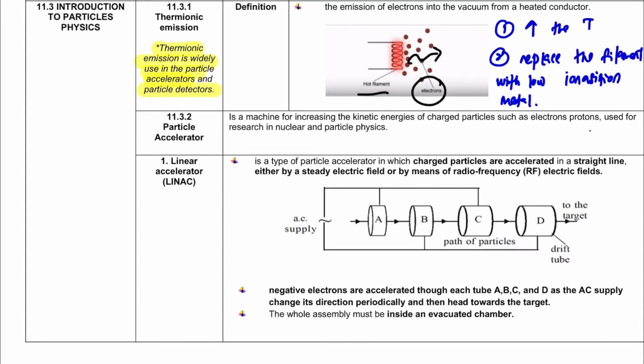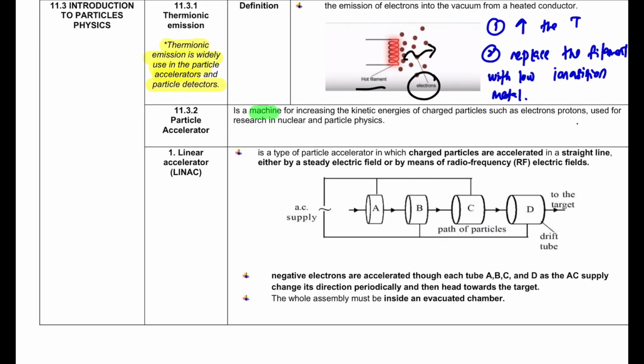11.3.2 is about particle accelerator, which is a machine for increasing the kinetic energies of charged particles such as electrons and protons, used for research in nuclear and particle physics. There are two categories of particle accelerator. The first one is the linear accelerator, and sometimes we call it LINAC.